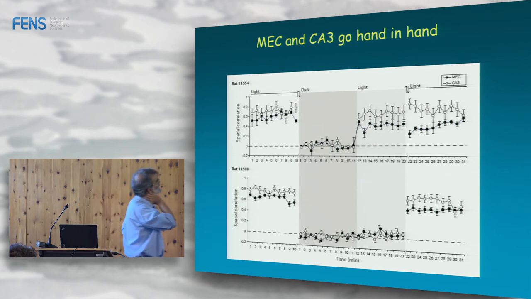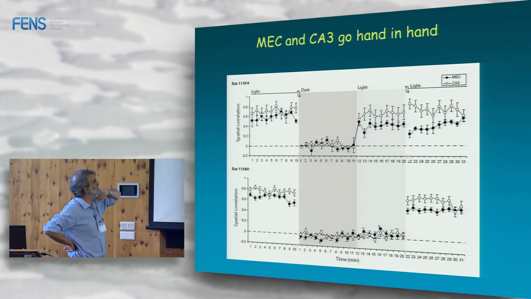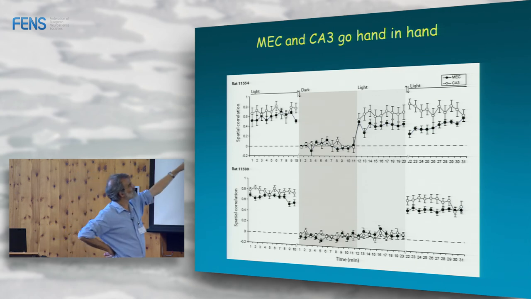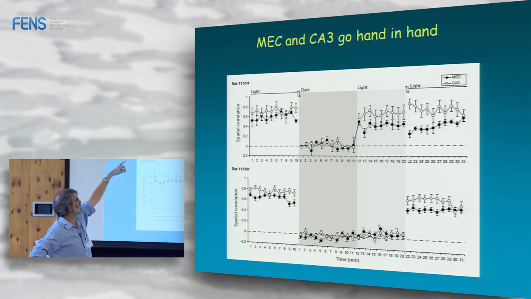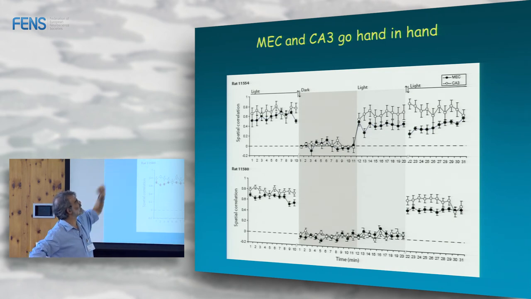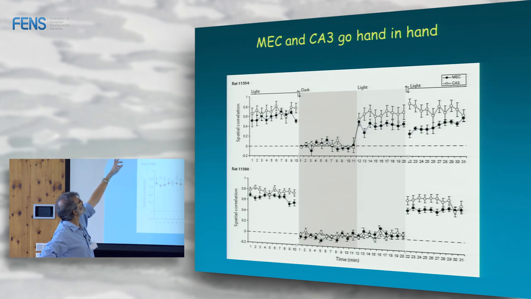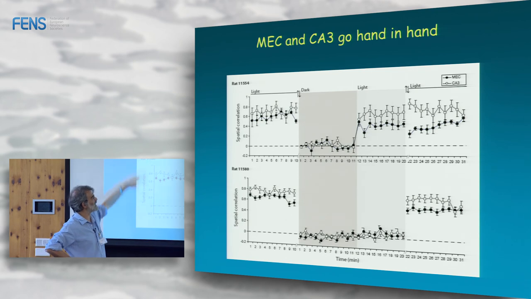And then you measure the spatial correlation, a measure of whether the population activity in CA3 and in medial entorhinal cortex is the same as in the lit box. You place the rat in the lit box with lights, then you remove the rat, you place it back in the same box but with the lights turned off. So the spatial correlations, both in CA3 and in medial entorhinal cortex, go to zero. These are two different rats.